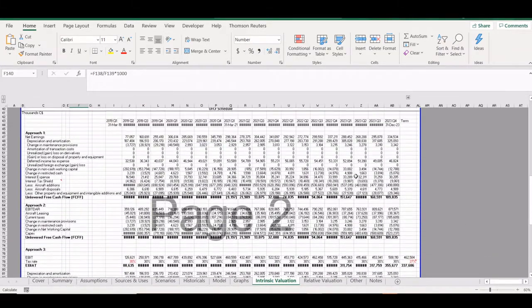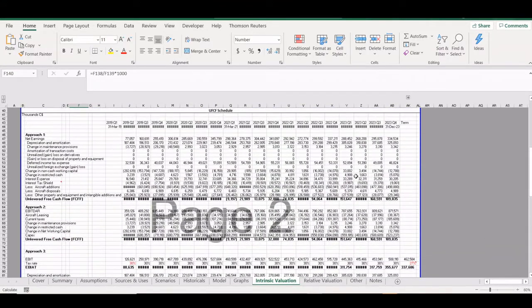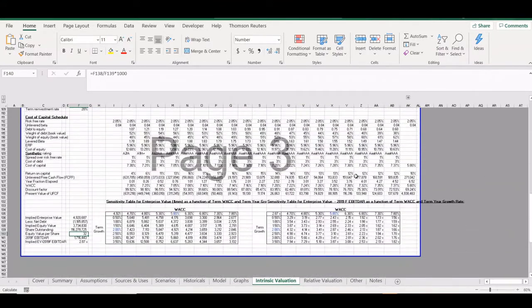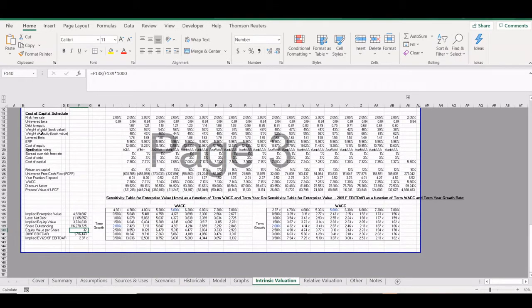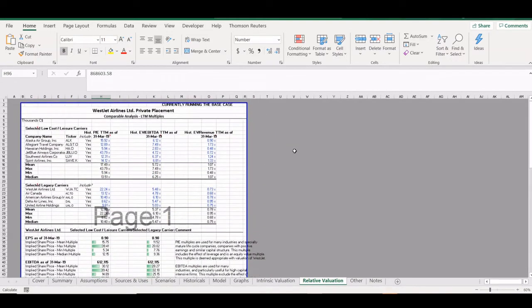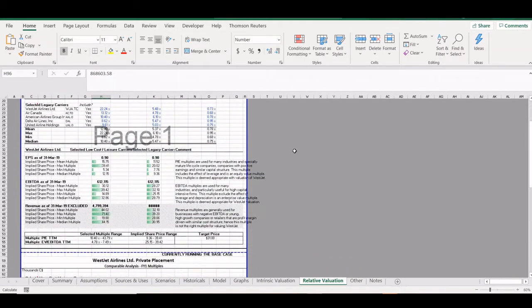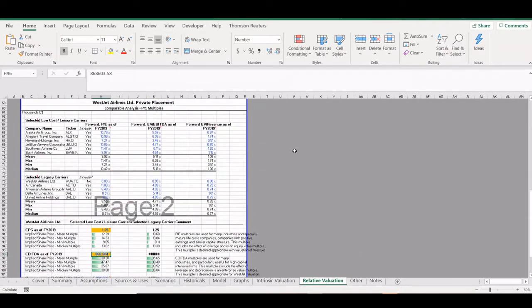Intrinsic valuation of the company under the existing management and the collaboration of the private equity investors. A detailed cost of capital schedule for the purposes of valuation. Relative valuation of the company prior to the transaction based on last 12 month and forward year multiples of price to earnings and EV over EBITDA multiples.